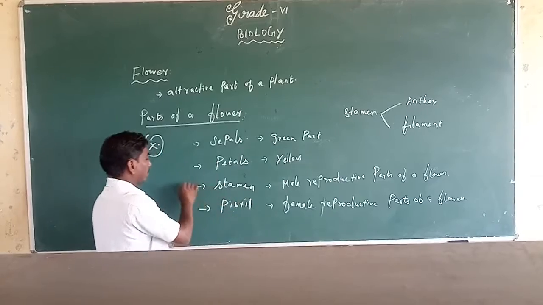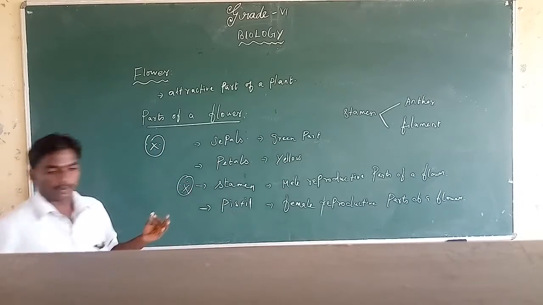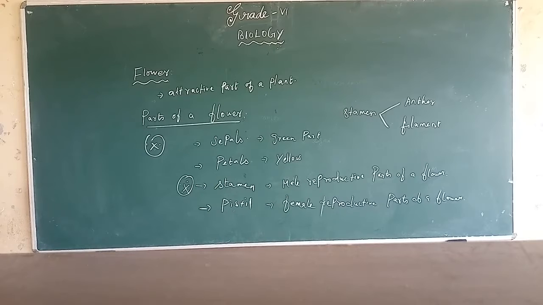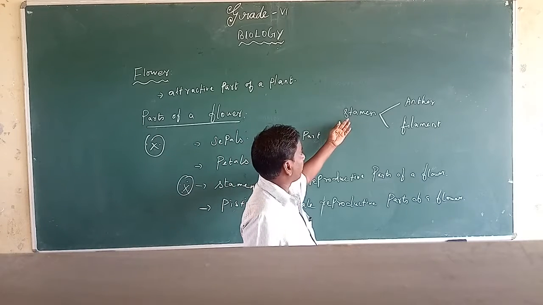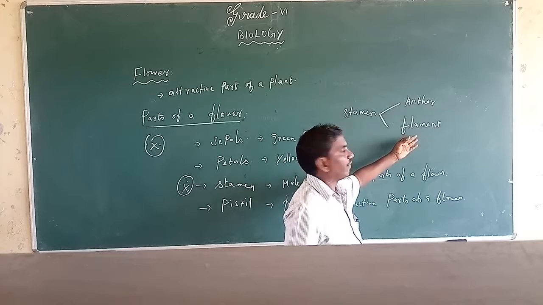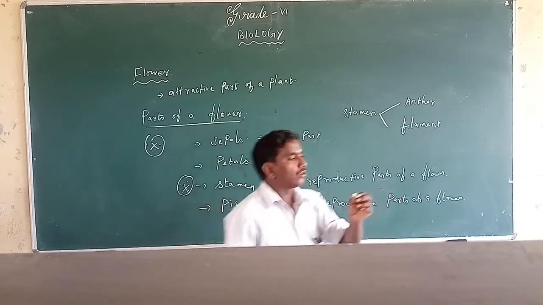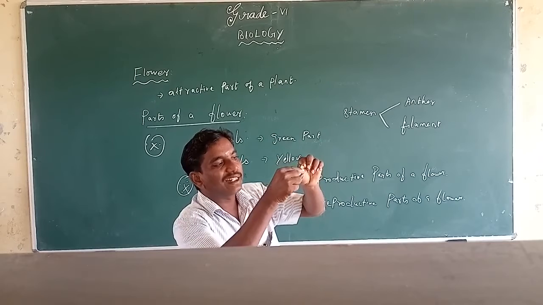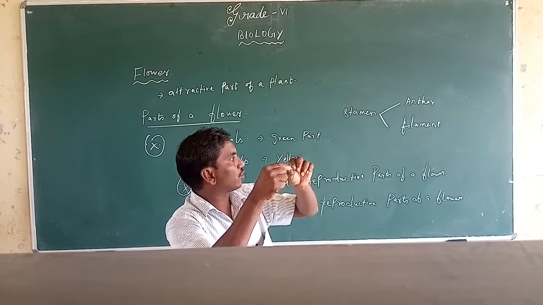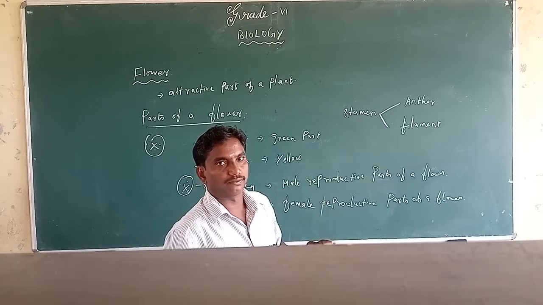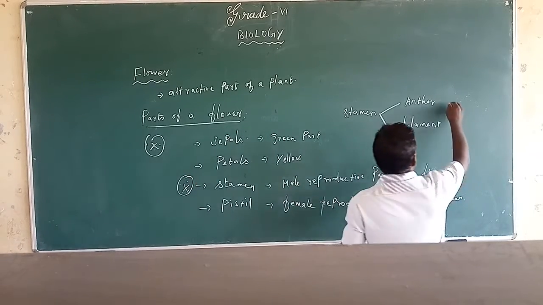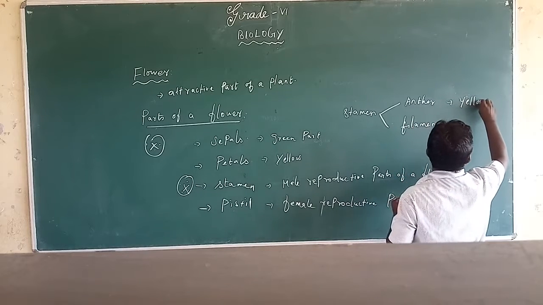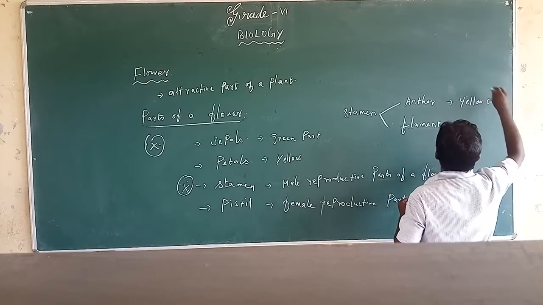This is very important. The stamen is the male reproductive part of a plant, and the pistil is the female reproductive part of a plant. The stamen has two parts, anther and filament. So this is a stamen. Inside the stamen we have the anther and filament. The anther is yellow in color.